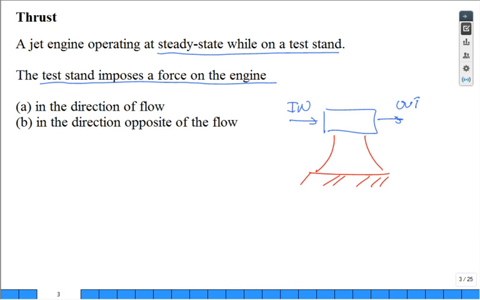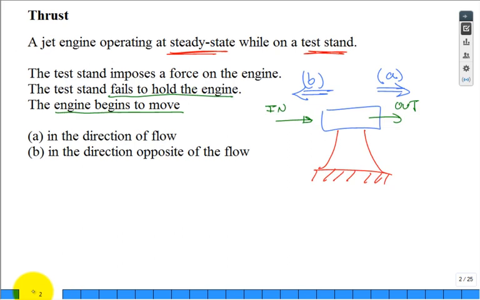Okay, before I grade that, I'm going to come back and grade this one again, and I'm going to change it up a little bit. The jet engine is operating at full power on a test stand. Okay, this is my test stand down here. The test stand fails to hold it in place. It's going to lurch. Which direction did we agree?